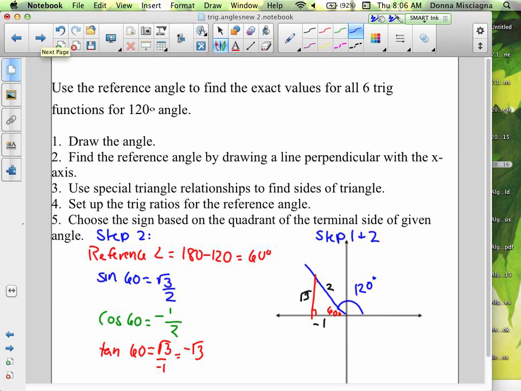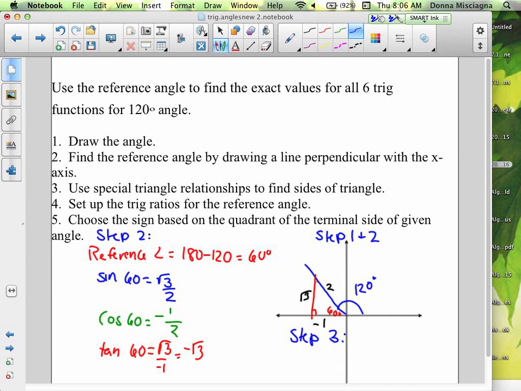Step 3, we've already labeled. This is the 30, 60, 90 triangle. For the 30, 60, 90, the short leg, the one opposite the 30, so not opposite the 60, is 1. The long leg is opposite the 60-degree angle, so it's square root of 3, and the hypotenuse is 2. All of our special angles will involve either the 45, 45, 90, with sides 1, 1, square root of 2, or the 30, 60, 90, with sides 1, square root of 3, and 2.